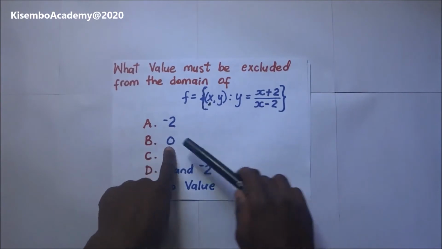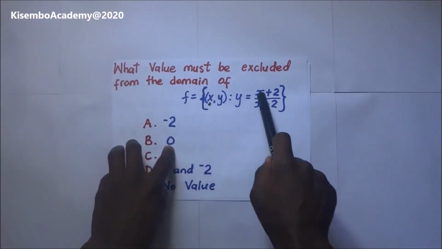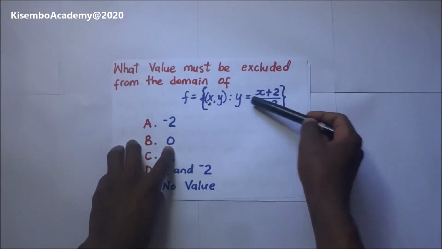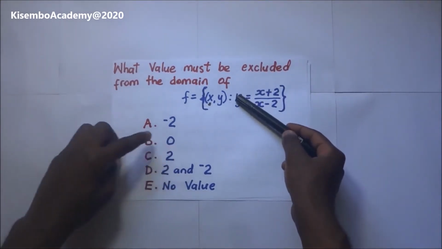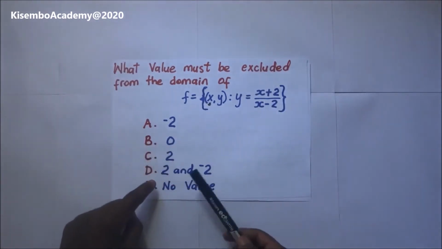So let's go to B. If the value of x is 0, the value will be 0 plus 2, that's going to be 2, divided by negative 2, giving us the value of y as negative 1. So again, B is not the answer.